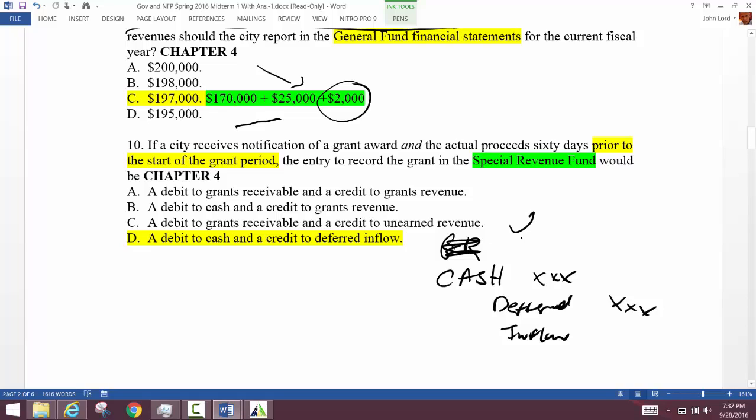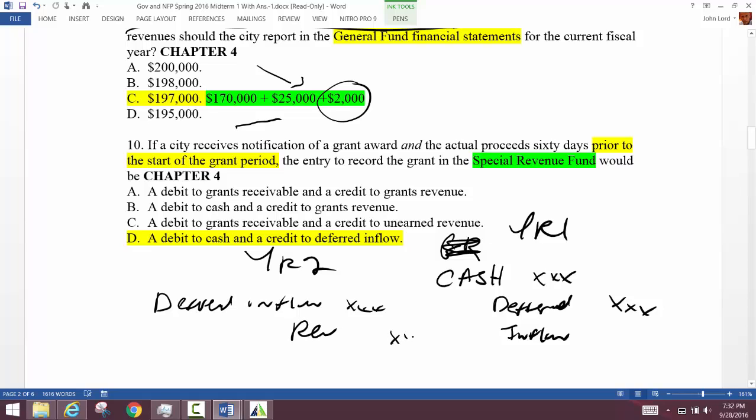So this is year one. Now we're in the grant year. What do you want me to do? Debit the deferred, good. Inflow, and now we can take the revenue, right? Very good. Time requirement, right? Okay.